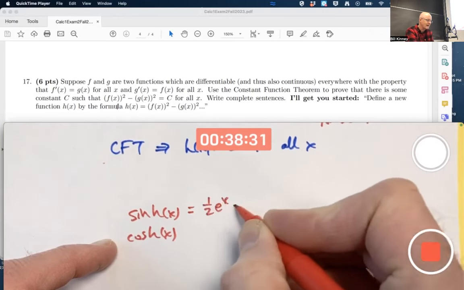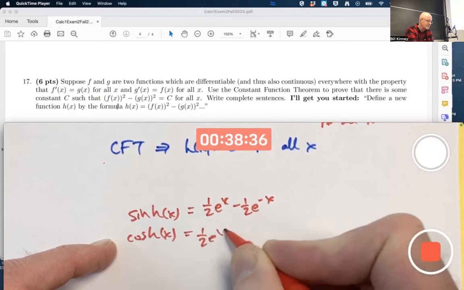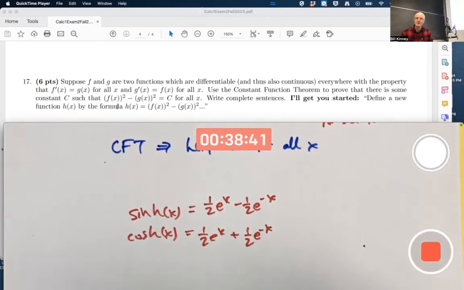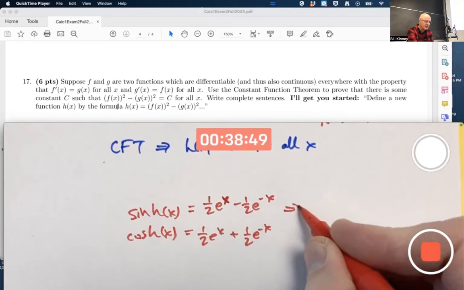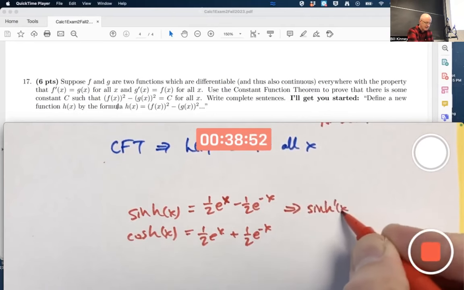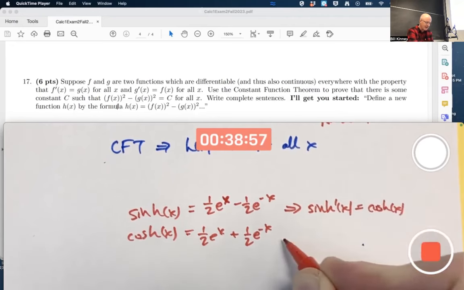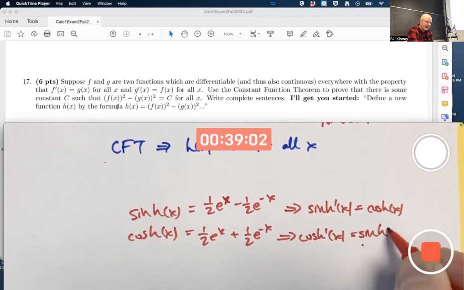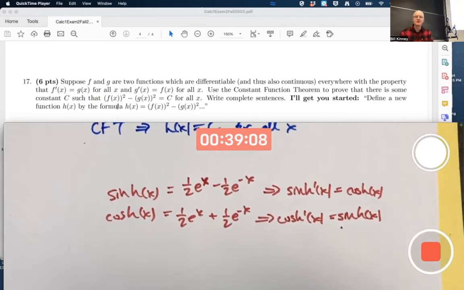1/2 e to the x minus 1/2 e to the negative x for hyperbolic sine, and 1/2 e to the x plus 1/2 e to the negative x for hyperbolic cosine. They're called linear combinations of those two exponential functions, an exponential growth and an exponential decay. And they do have the property, you can check it, the derivative of hyperbolic sine, check it with the chain rule, is hyperbolic cosine. And the derivative of hyperbolic cosine is hyperbolic sine. So they kind of act like sine and cosine. That's part of the reason we use similar notation for them.